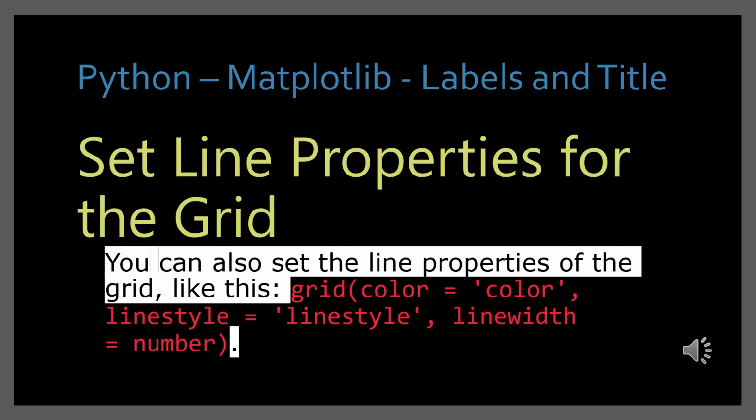Set line properties for the grid. We can also set line properties for the grid, like grid with color equal to color, linestyle equal to line style, linewidth equal to a number. We can give the line width any number, and we can add any line styles and colors also here.